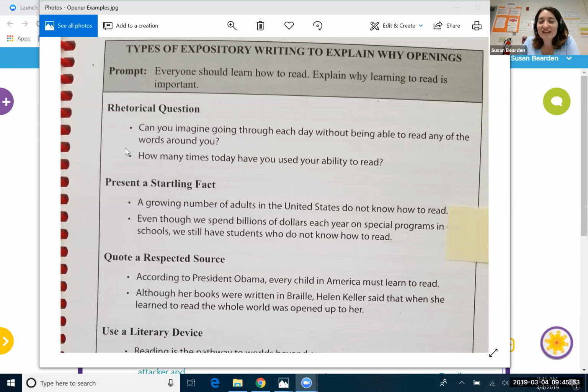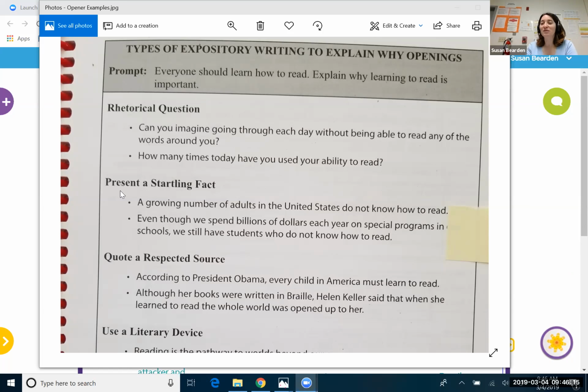You can see we have a second example on here that asks, how many times today have you used your ability to read? So we're asking a simple question. We know the reader's not going to answer it, but it's going to help them start to think about our topic. That's the first strategy. So asking a rhetorical question. All right, let's take a look at the second strategy.